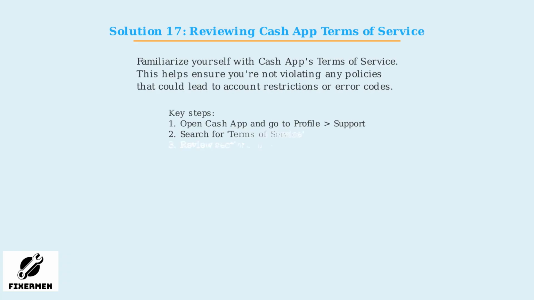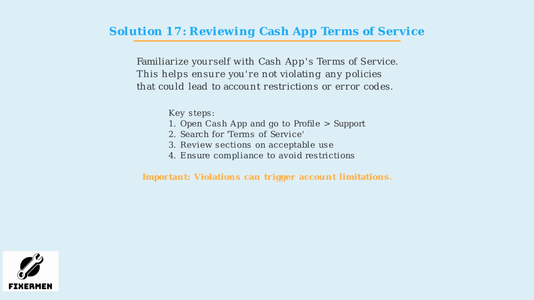Solution 17 focuses on reviewing Cash App's terms of service. It's crucial to familiarize yourself with these terms to ensure you're not violating any policies that could lead to account restrictions or error codes like 102. Start by opening the Cash App, going to your profile, and selecting Support. Then search for the Terms of Service document. Review sections related to acceptable use, prohibited activities, and account policies. Make sure your usage complies with these guidelines to prevent any restrictions on your account. Remember, violations can trigger limitations, so staying informed is key to smooth app usage.